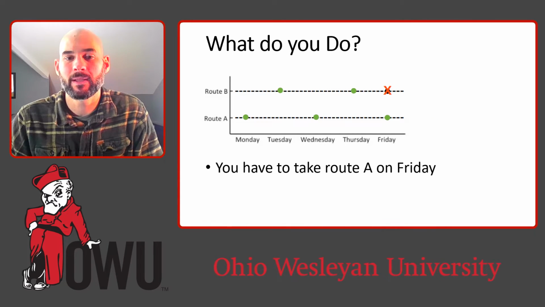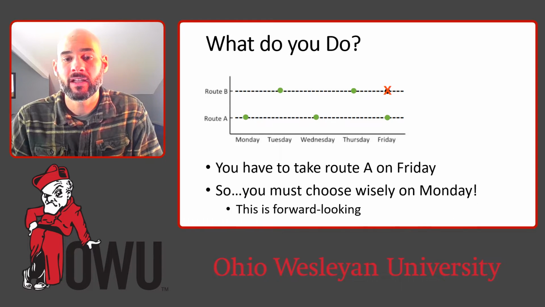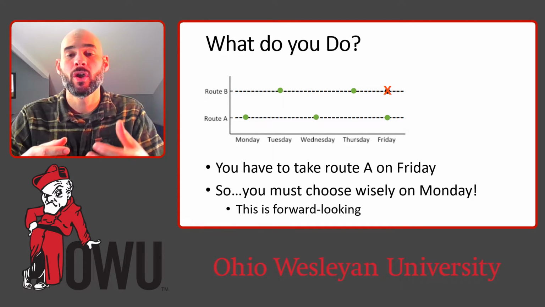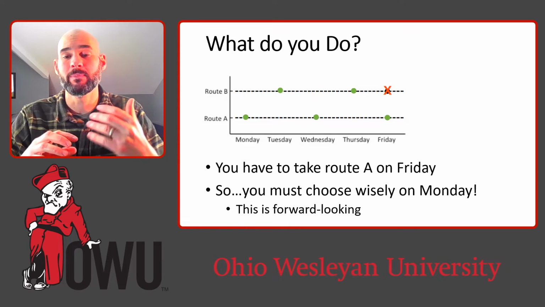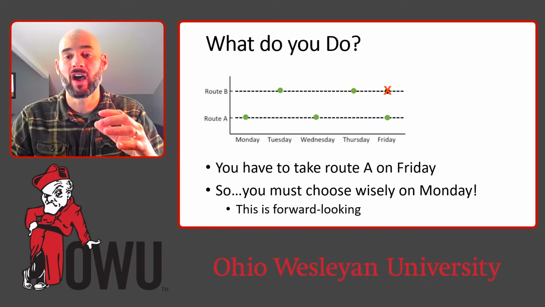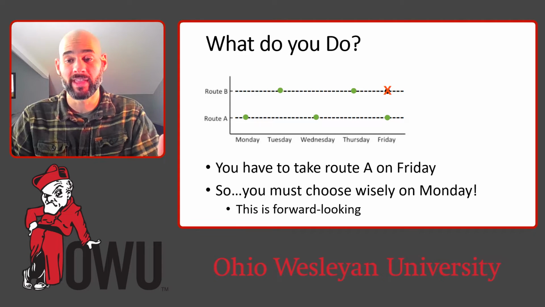Because route B is closed on Friday, you have to take route A on Friday, which means that you have to choose wisely on Monday, and that you are making a forward-looking decision where the decisions which you make in the future are going to be based on taking that one specific route on Friday, and that linkage between the decisions of taking alternating routes before that point in time.